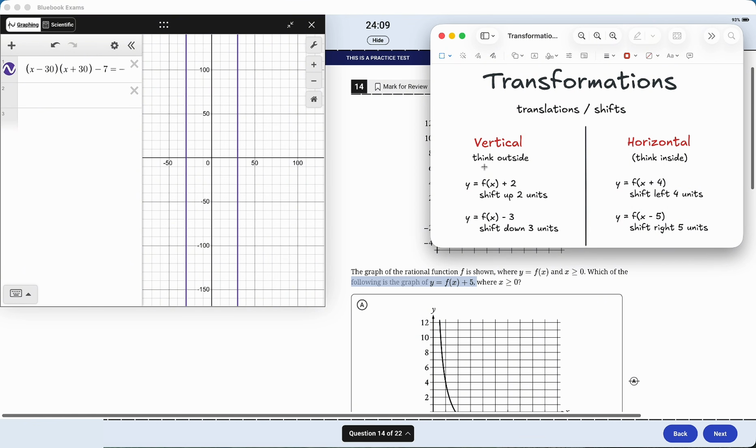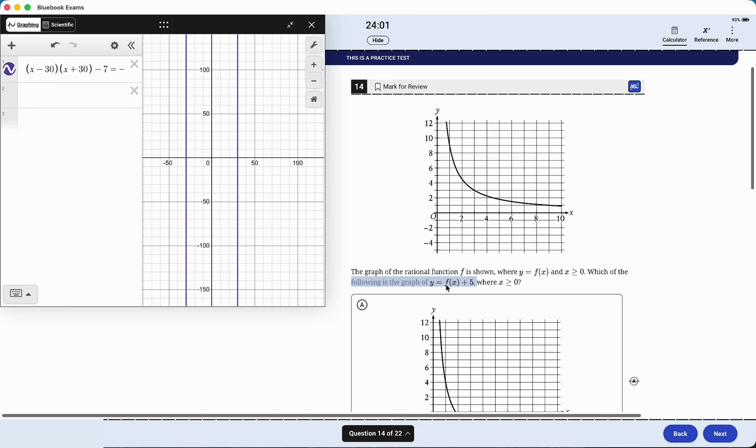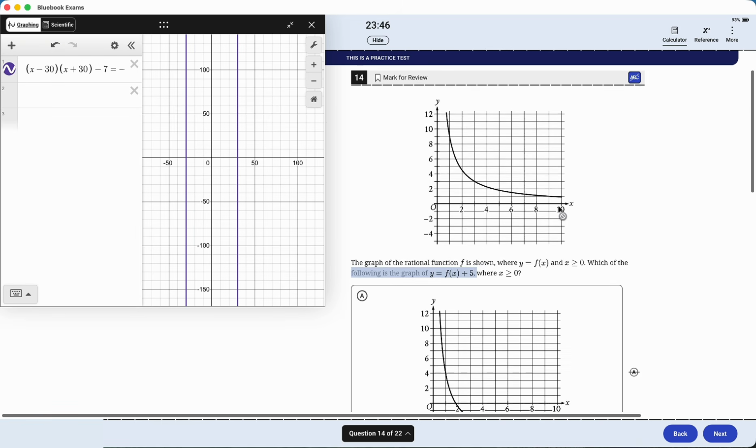If it's on the outside, that's vertical, whereas over here, if it's on the inside, that's going to be left and right. So just make sure you understand these. This is telling me I'm looking for a graph that's shifted up 5 units. So you want to find a key point. Right here, I see it's flattening out at the value of 1. If it was shifted up 5, it would be flattening out at the value of 6. That's what I'm looking for.